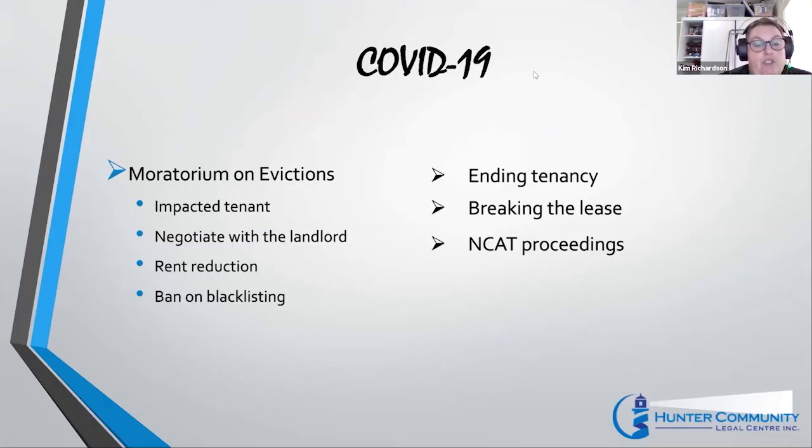Under the measures, landlords must attempt to negotiate a rent reduction with an impacted tenant in good faith before seeking to terminate a tenancy. And you can only give a termination notice or apply for a termination order if it is fair and reasonable to do so in the circumstances.